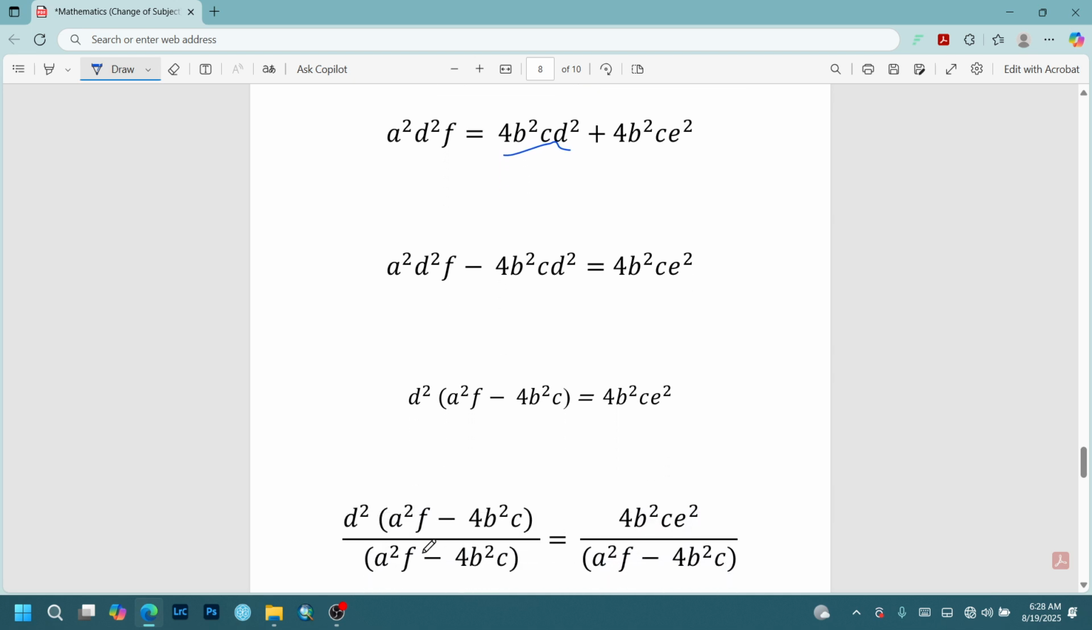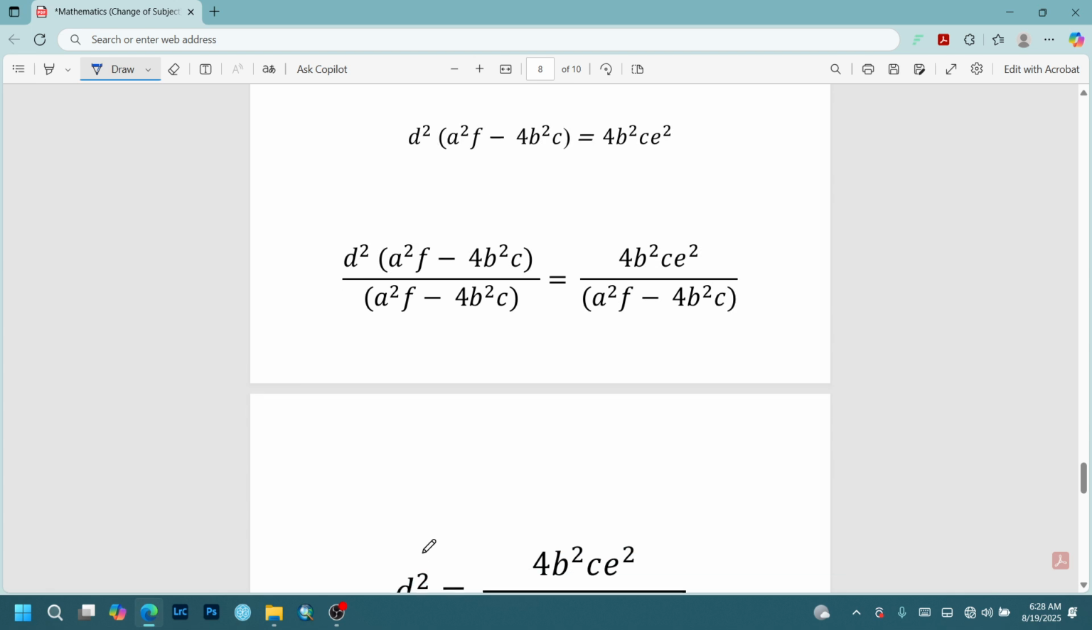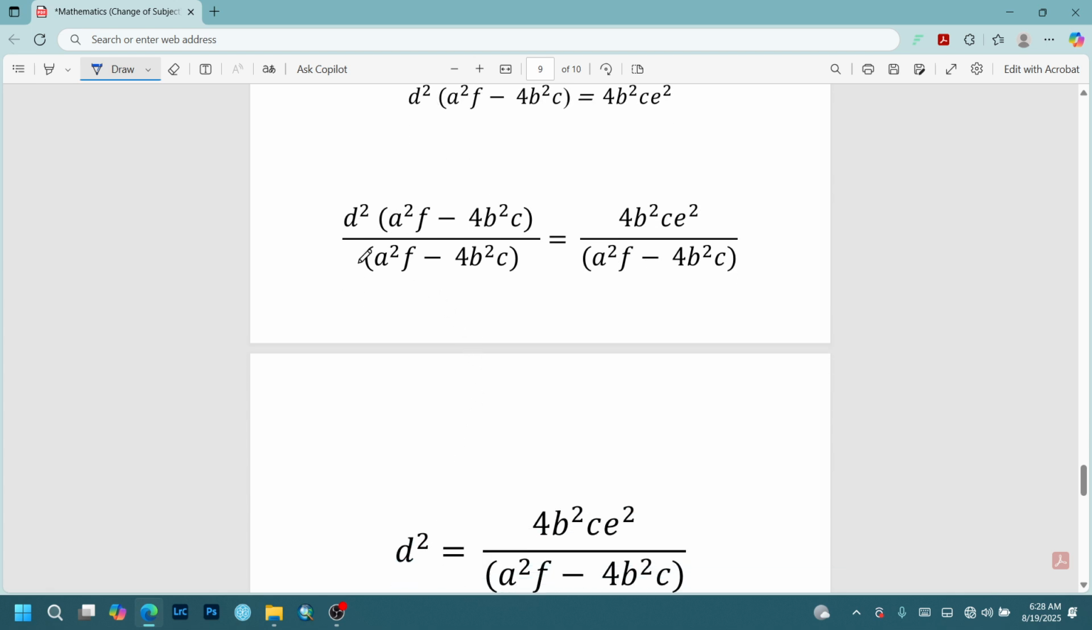So we have our new equation to be the fraction d squared multiplying a squared f minus 4b squared c, over a squared f minus 4b squared c, equals the fraction 4b squared ce squared over a squared f minus 4b squared c, right? So when we cancel out, a squared f minus 4b squared c will cancel itself, for us to get our new equation to be d squared equals the fraction 4b squared ce squared over a squared f minus 4b squared c, right?